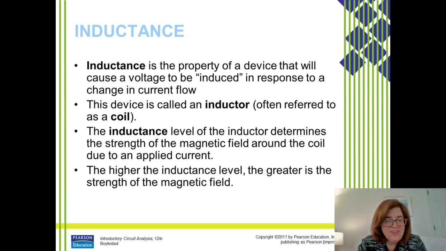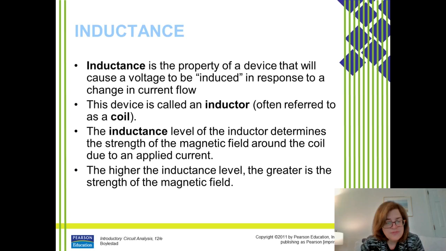Inductance, the definition of that, is the property of a device that will cause a voltage to be induced, that's where inductance comes from, in response to a change in the current flow. The device that we're talking about is called an inductor, also referred to as a coil, because that's actually what it is. It's a coil of wire wrapped around a core material. Sometimes the core material is air, but it's the coil of wire that we're talking about.